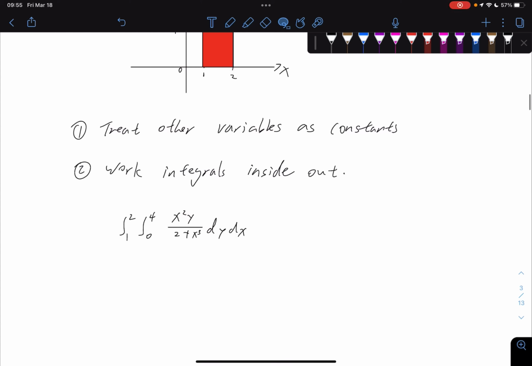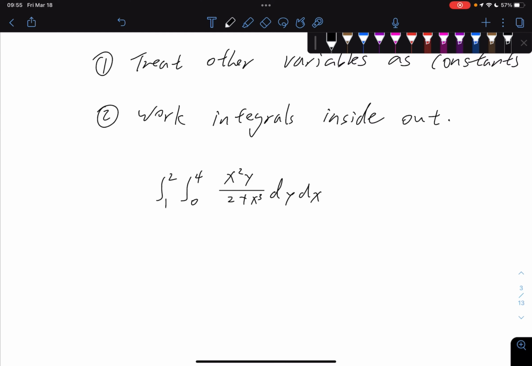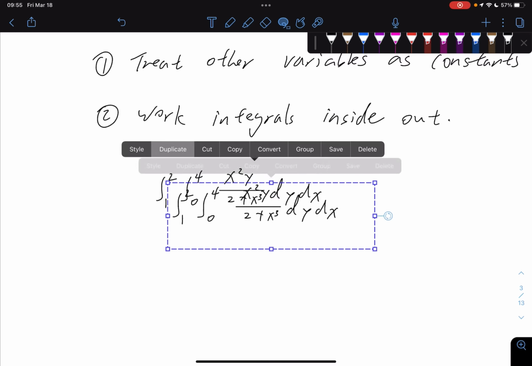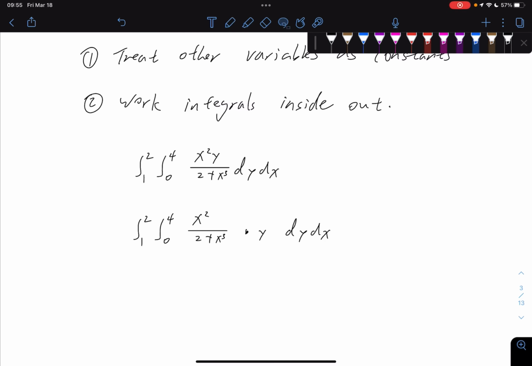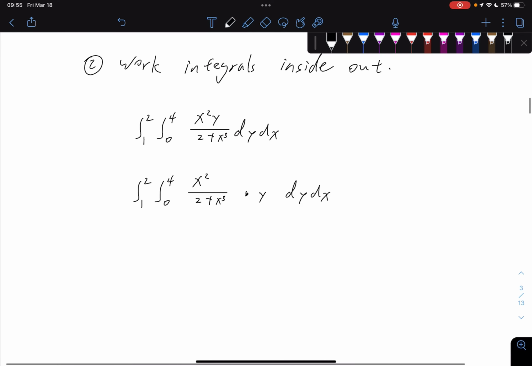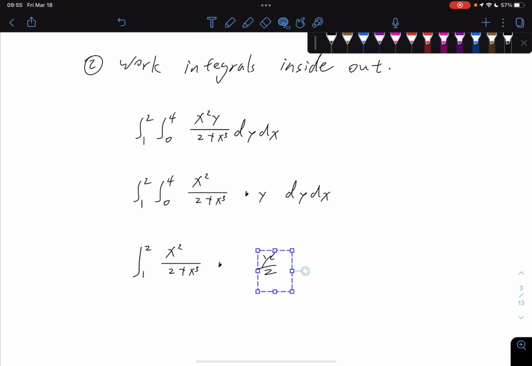All right, so let's move this integral over. I can rewrite this integral by copying and pasting, which makes it faster. I'm just going to treat everything here as a constant for now and work my y integral. That will give me, from 1 to 2, y squared over 2, from 0 to 4.